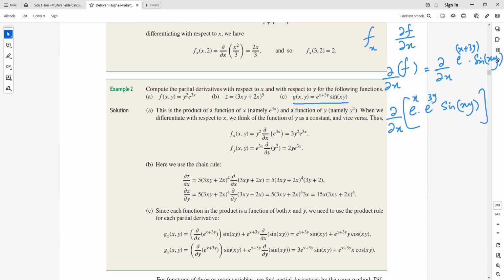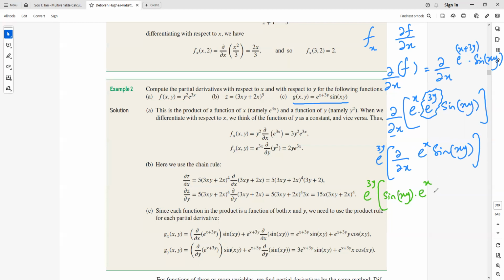Now see here, this is a function of y only, and we are differentiating partially with respect to x. Therefore, I can move it outside. So now the partial with respect to x is applied on these two functions here. Since the functions are in product form, we can apply the product rule. Applying the product rule, we will get sine xy times the derivative of e power x, that is e power x, plus e power x times the derivative of sine xy.